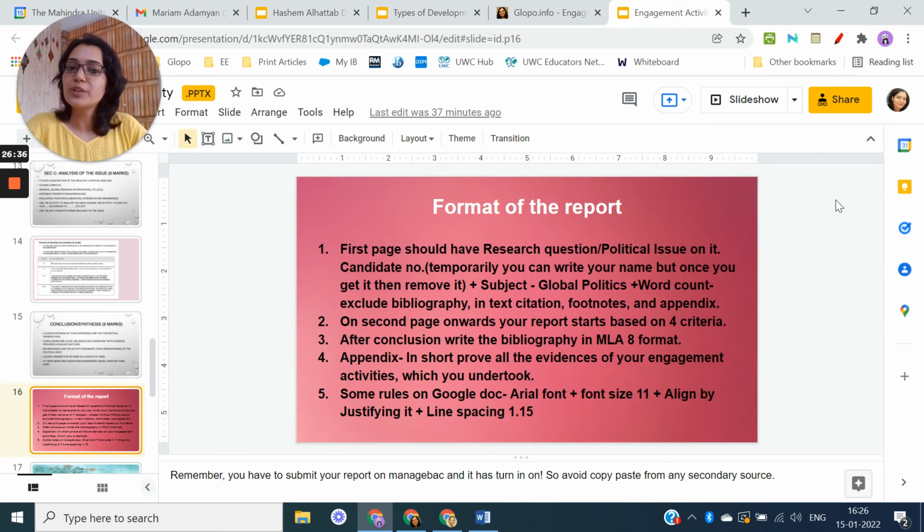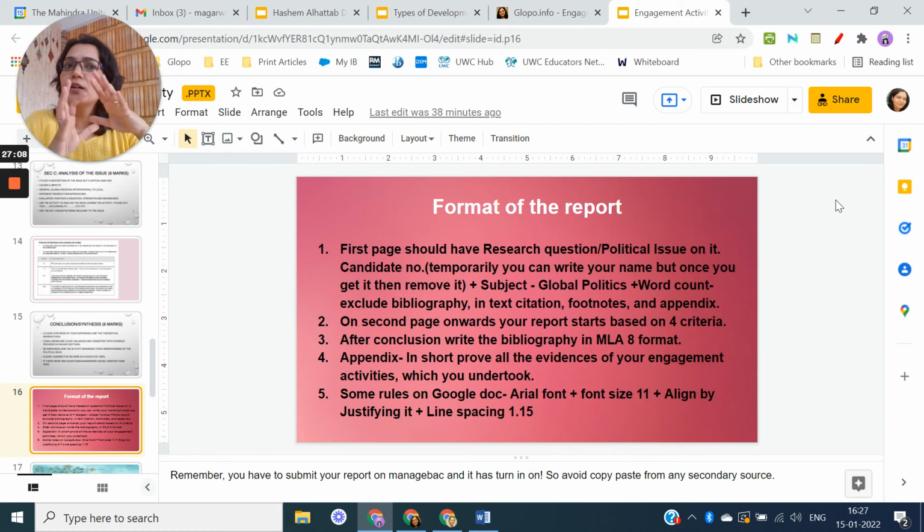Now let's see what could be the format of the report. This is nowhere given by IB, but this is what I ask my students. The first page should be dedicated to writing your research question or the political issue. Your subject should be mentioned over here, higher level or standard level. Then word count: try not to exceed 2000 words, though there is no penalty even if you do, but your teacher would ask you to limit yourself to 2000 words.